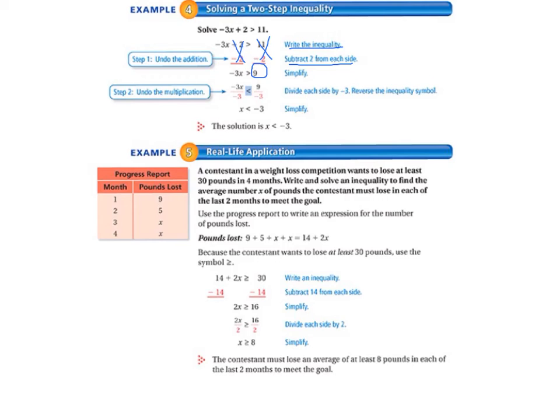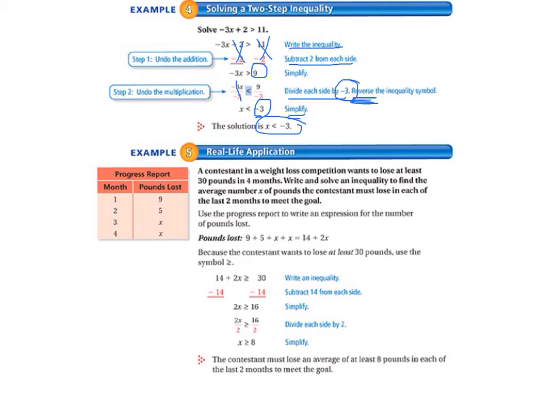So then we need to undo the multiplication, and we do that by dividing each side by negative 3. This is where we have to remember to reverse the inequality sign. So that flips around the other direction. So our negative 3's go away, leaving us with just x, and we have 9 divided by negative 3, which gives us a negative 3. So it's x less than negative 3 when we simplify. So that's our solution.